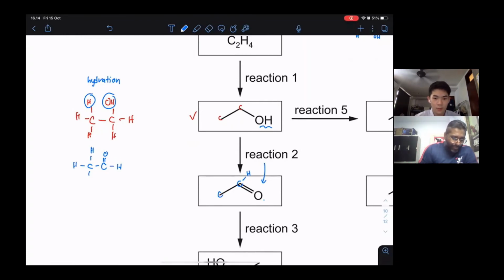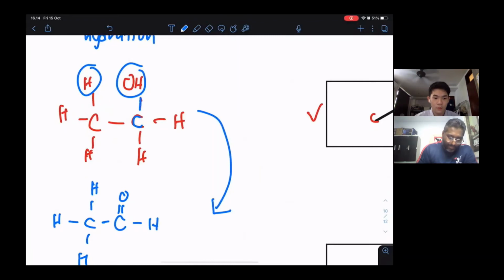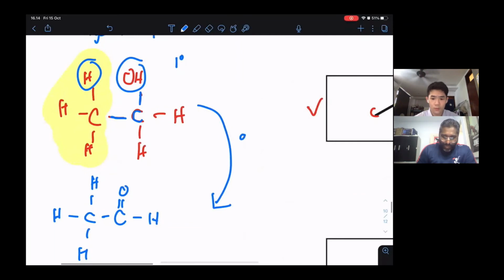So how do you get an aldehyde from alcohol? If you just look at the structure of this alcohol, the carbon attached to OH is attached to only one R group. This is the R group. So therefore, it's a primary alcohol. Primary alcohols can be oxidized to become an aldehyde, then they can be further oxidized to become carboxylic acid. So here, this is the aldehyde. It means it stopped halfway.